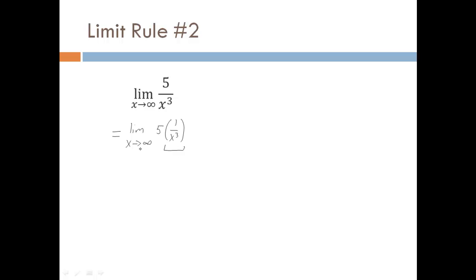So if we know that x goes to infinity, what happens to this whole fraction here? It's going to become a 0. So that means this limit, if we let x go to infinity, this 5 is not affected by that. So this 5 will stay the same. And it's going to be 5 times 1 over x to the third, which is going to become a 0. And so the limit for this function is 0.